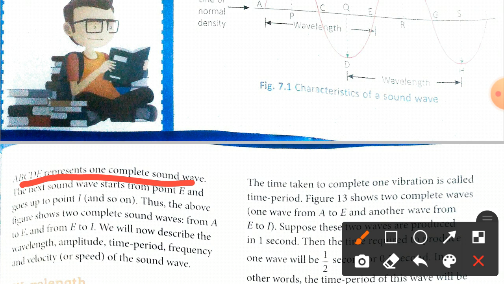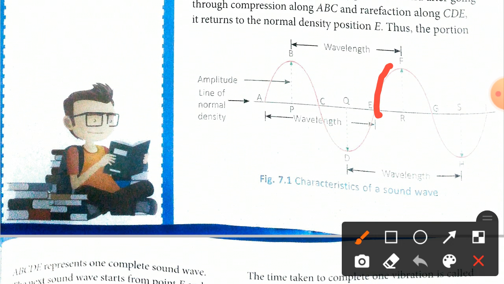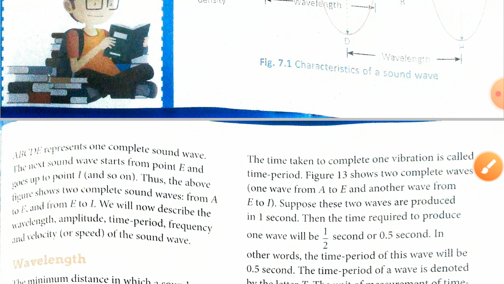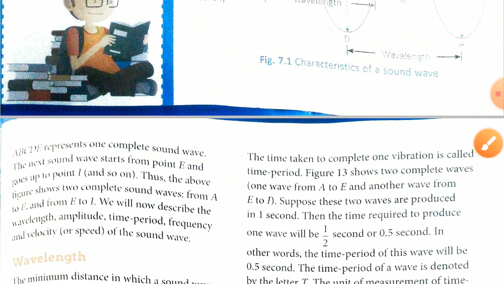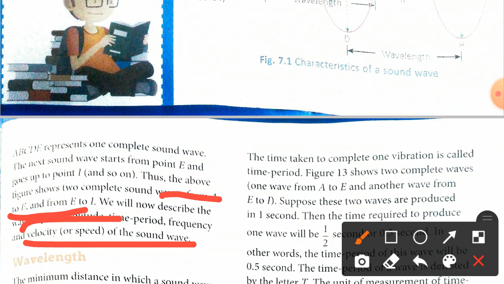Fine. The next sound wave starts from which point? You can see here the next sound wave starts from E to F, F to G and G to H, I. So this is the next sound wave. The above figure shows two complete sound waves, from A to E and after that from E to I. Clear? We will now describe the wavelength, amplitude, time period, frequency and velocity of the sound wave.